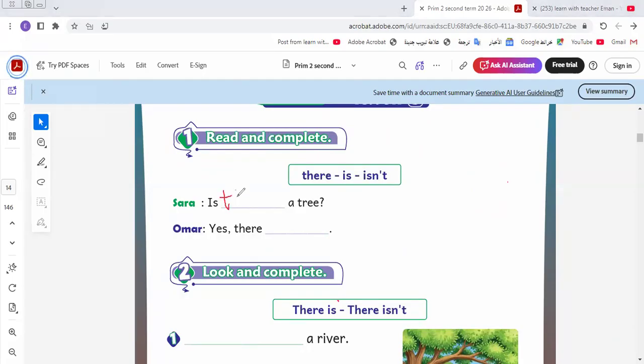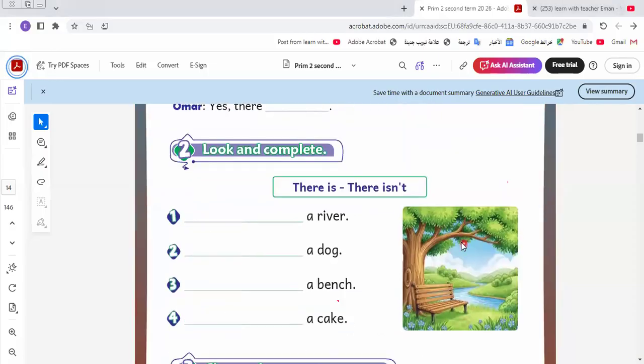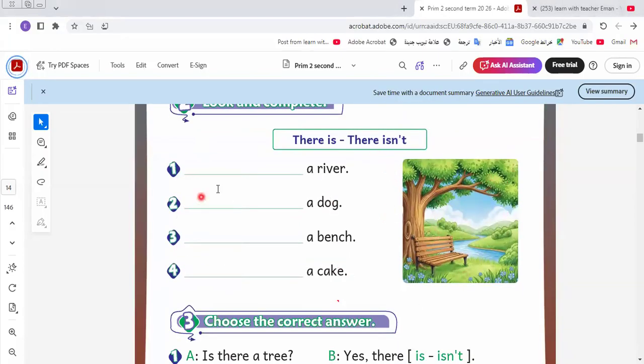Is there a tree? It will be here. Is there a tree? Yes, there is. Okay. Let's continue. Here we say, is there a river here? Yes, there is a river. There is a river. I answer two of them, and I will leave the rest to do it by yourself.